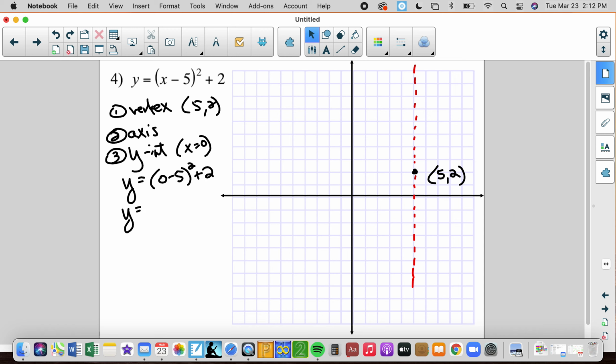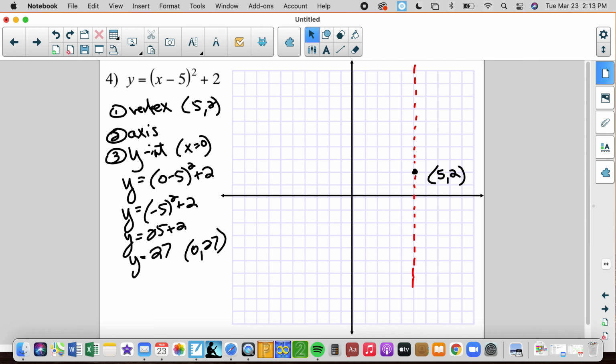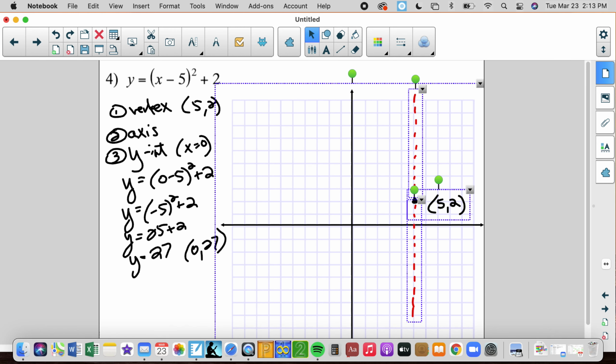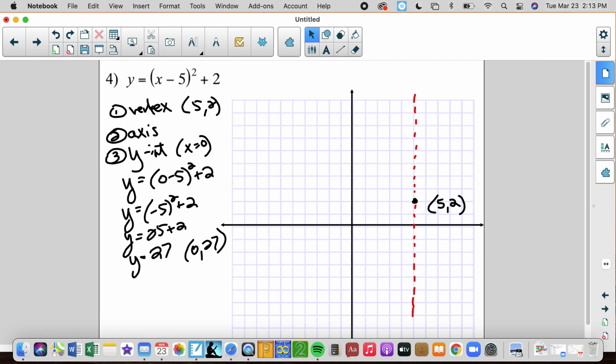Woo, we get some big values. -5 squared plus 2. y equals 25 plus 2. y equals 27. So 0, 27. Yikes. Let's just move it down a little bit. Let's move that graph a little bit. So I have 0, 27. So 0, 27 is going to be my y-intercept.